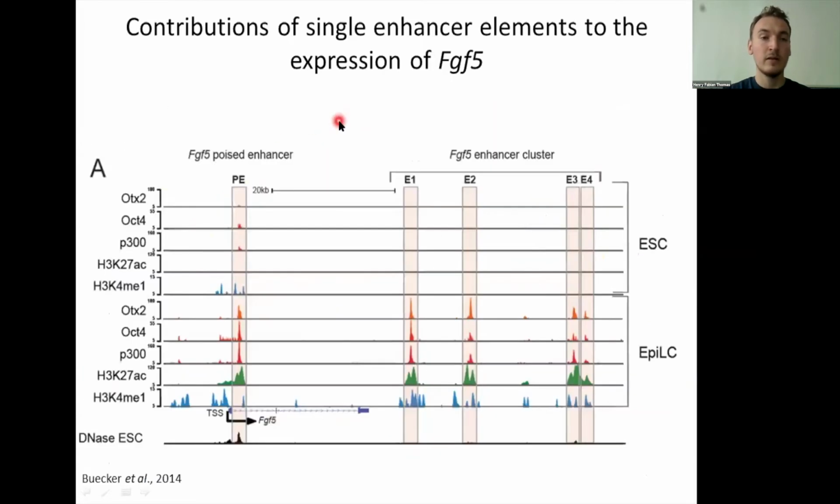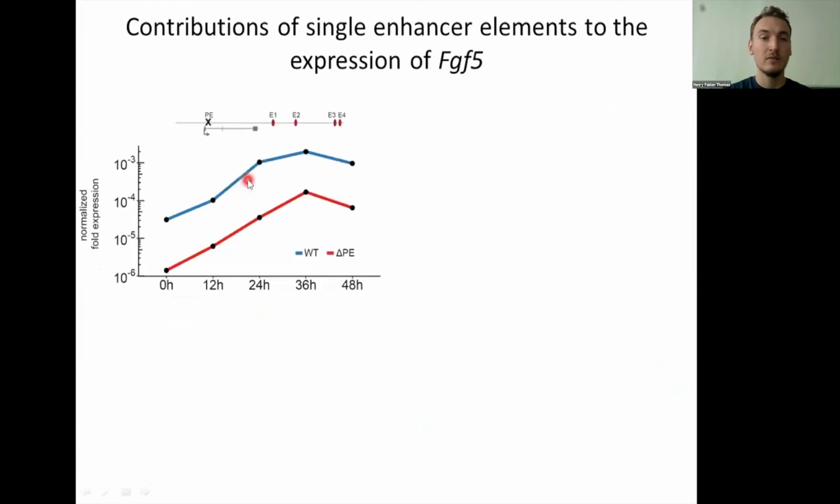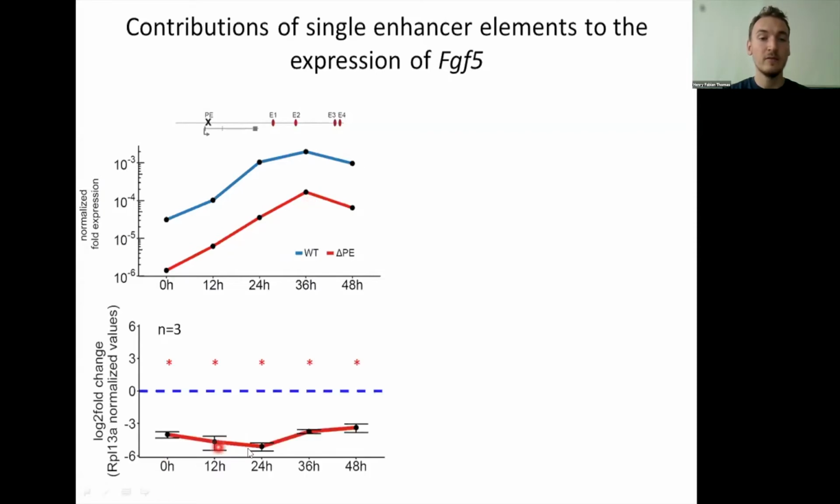When we now knock out the intronic PE enhancer, we see a very different situation. So the first difference is that PE knockout already causes a reduction in the undifferentiated state, and we see the same shift towards lower expression levels at all later time points. And also the extent of downregulation upon PE deletion is much stronger. So upon PE deletion, we see a roughly 10-fold reduction in Fgf5 expression levels, whereas deletion of the other enhancers only caused a 2- to 3-fold reduction.